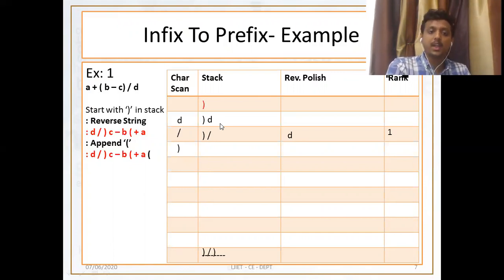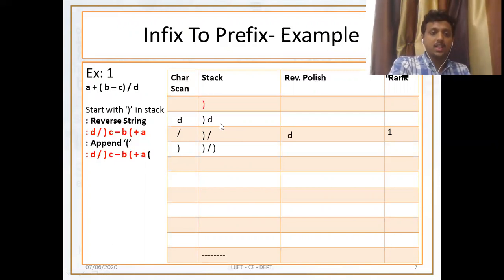Push the closing bracket. Okay, as students, this is an infix to prefix notation. We are pushing closing brackets inside the stack. But if it is an infix to postfix, then we are pushing opening brackets inside the stack. Fine. Okay, let's go ahead.